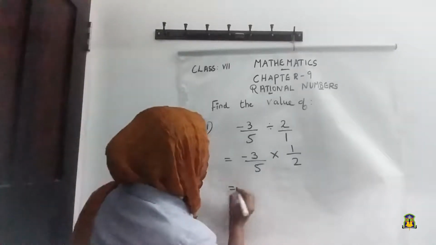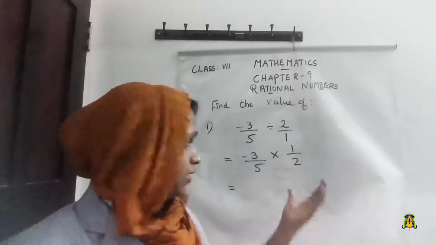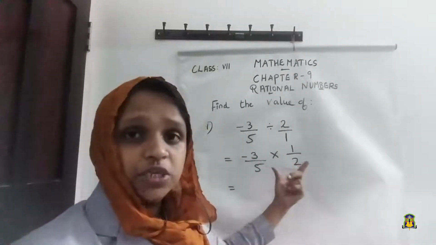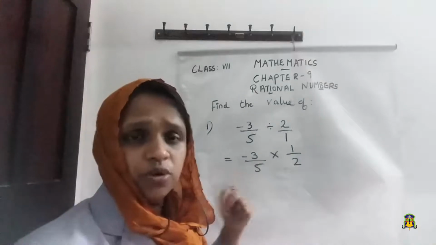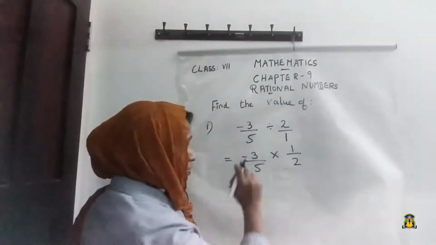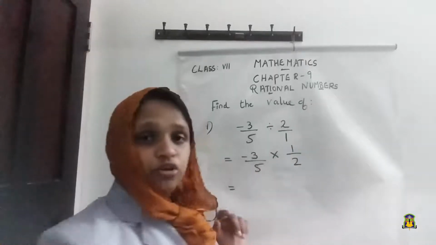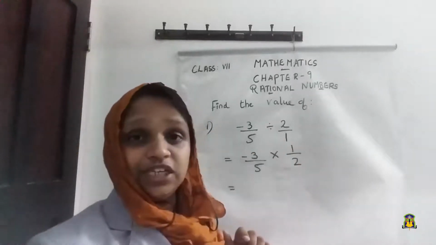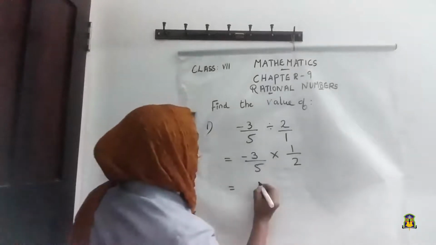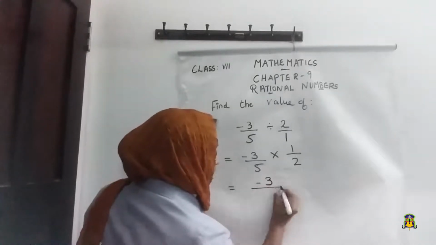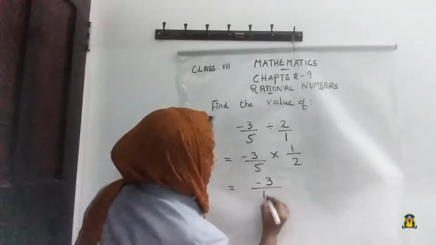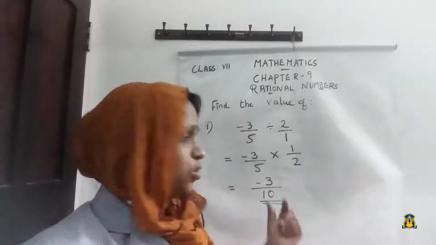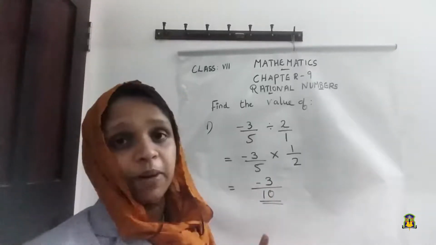So here we now change it to multiplication. Now we check whether it is possible to reduce. No, it is not possible to reduce. So what do we want to do? Directly multiply the numerators. That is negative 3 into 1, which is negative 3. The denominator is 5 into 2, which is 10. So our answer is negative 3 by 10.